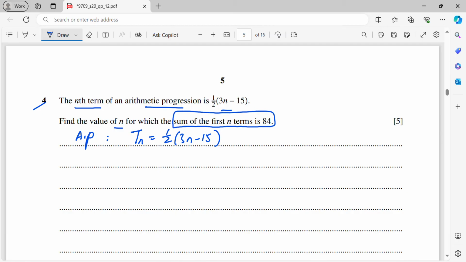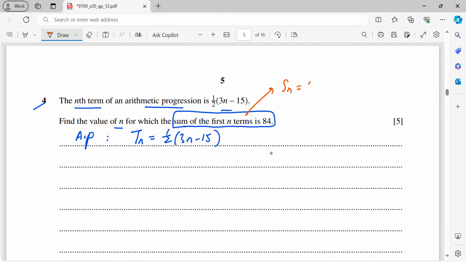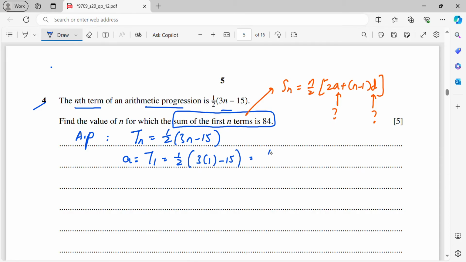Okay, so for arithmetic progression, the sum of the first n terms is basically Sn equals n over 2 times (2a plus (n minus 1)d). That means now I need to find out what my first term, a, and the common difference, d, are. The first term is the same as T1. So a equals T1. I just need to replace my n by 1. That is half of 3 times 1 minus 15. Then this is going to be half of 3 minus 15. I get negative 12, and that is negative 6.